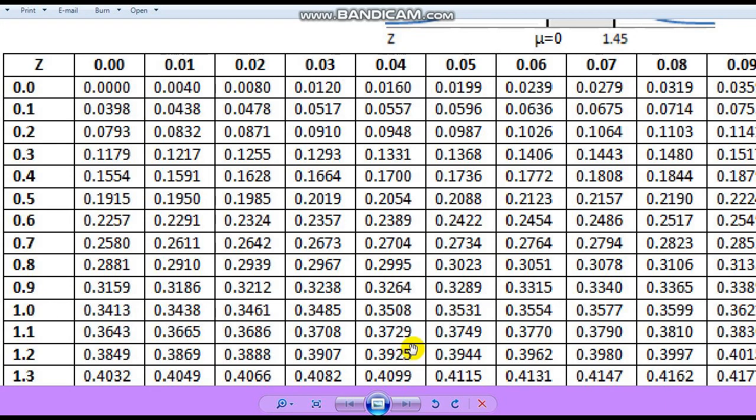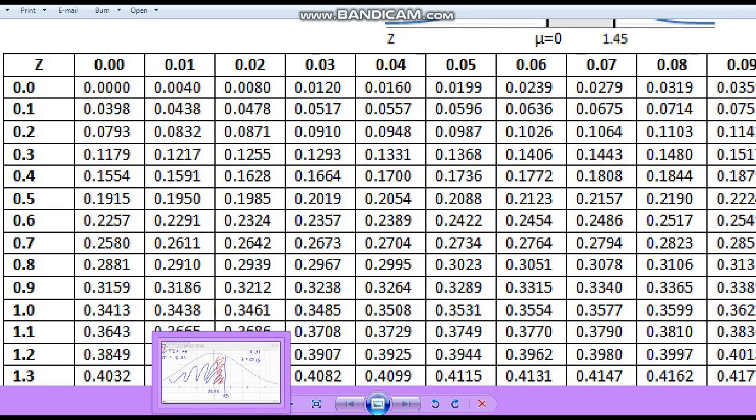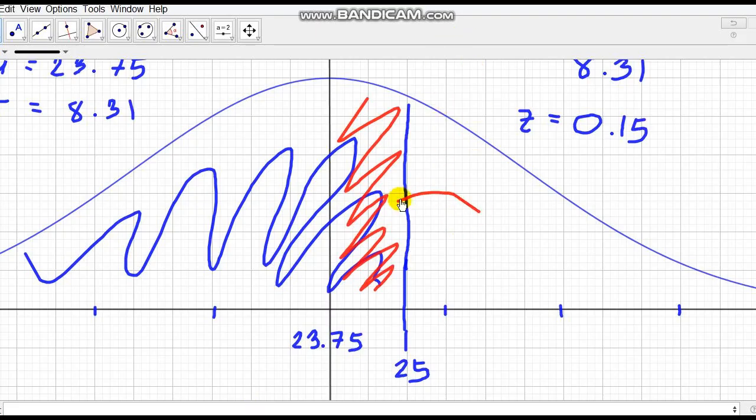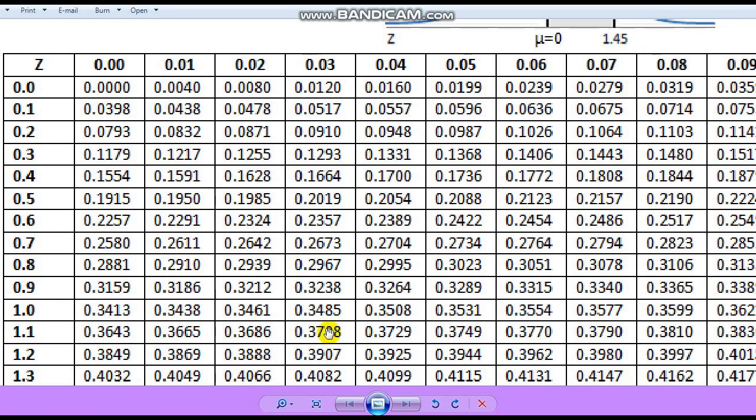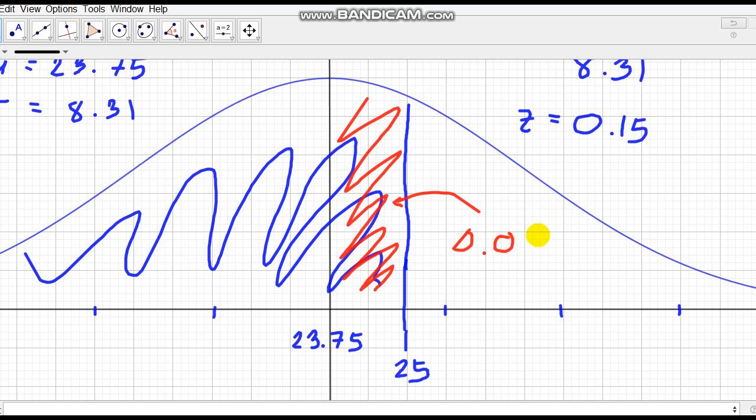So let's look at 0.15. This one, 0.0596. Therefore, the area is 0.0596. And we have this blue one here. Remember that the area of the scores before the mean is 50%. So the area before this 23.75 is actually 0.5, or 50% of the data.